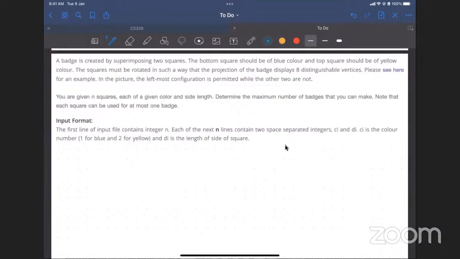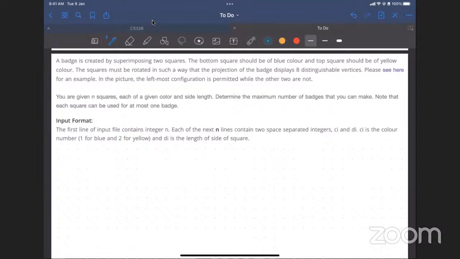So, hi everyone. I'll be discussing the week 8 problem assignment, which was based on flows. And the problem is as follows. A badge is created by superimposing two squares, and the bottom square should be of blue color and the top square should be of yellow color. So you're given a bunch of squares of two colors only, yellow and blue, and they are rotated in such a way that once superimposed, the whole figure will have 8 distinguishable vertices.